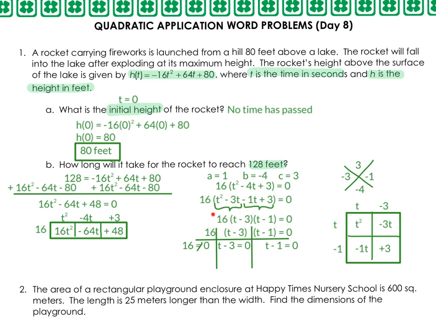This is the 16t squared minus 64t plus 48 factored, but then it equals 0, so that's where I put in the equals 0 and eliminate the 16 as an answer. So then I can look at t minus 3 equals 0. I can make that equal 0 by adding 3 to both sides. And then I would get an answer of t equals 3.